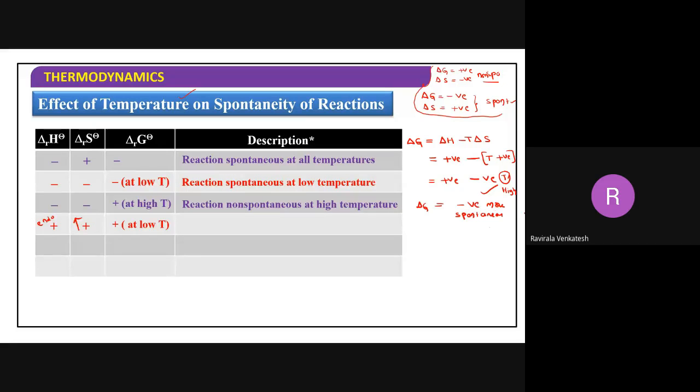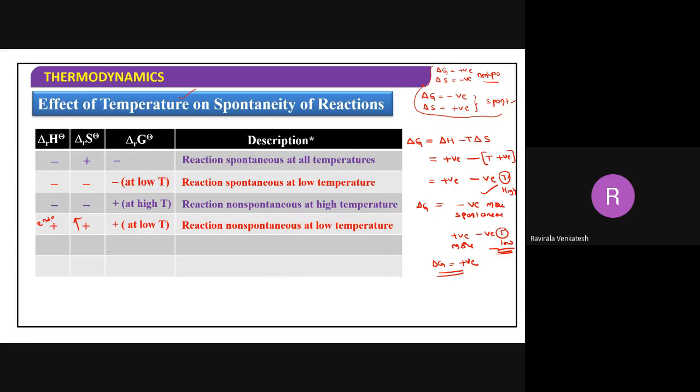At high temperature, it will be spontaneous. But at low temperature, same thing I'm writing, positive minus negative. Now temperature is low here. If this value is low, definitely this value will be more here. Now delta G becomes what? Positive. When delta G is positive, what do we say? Non-spontaneous. So at low temperature, this process will be non-spontaneous.